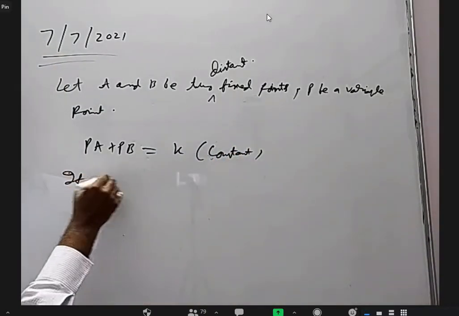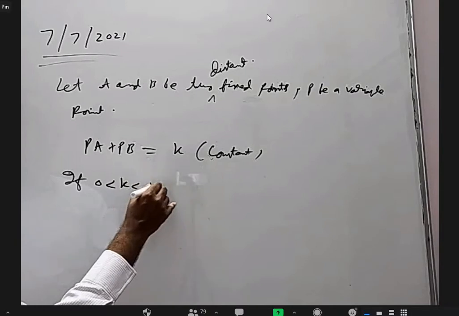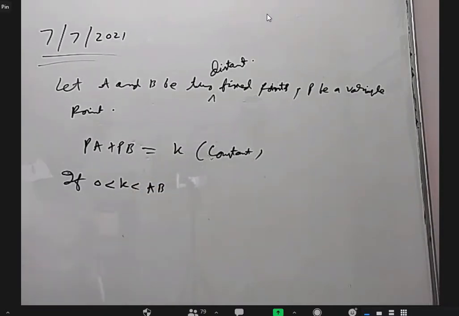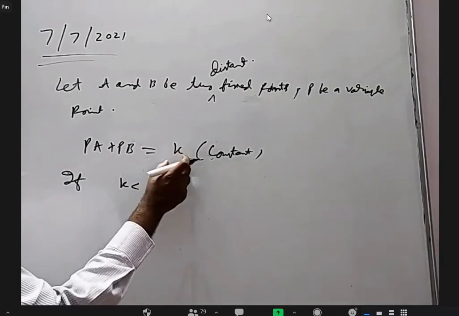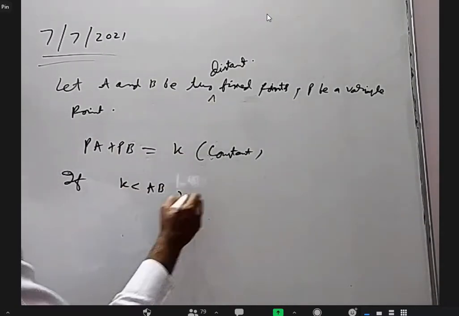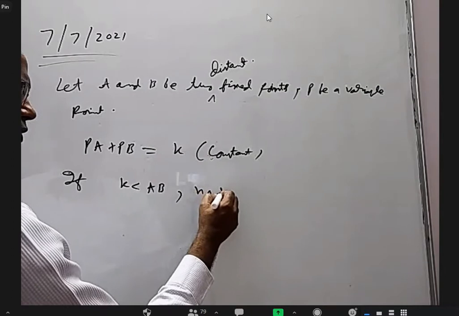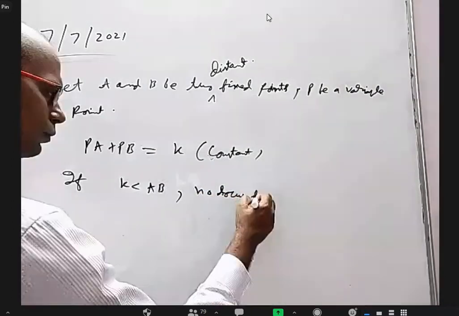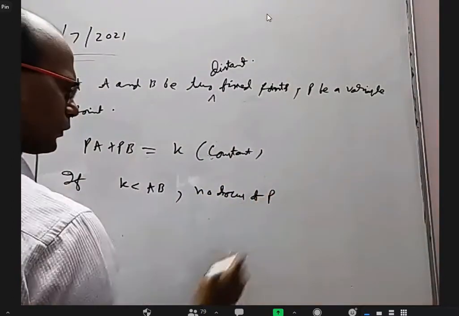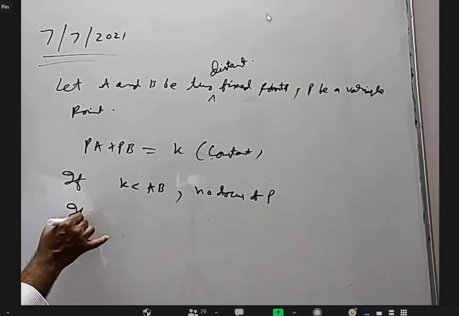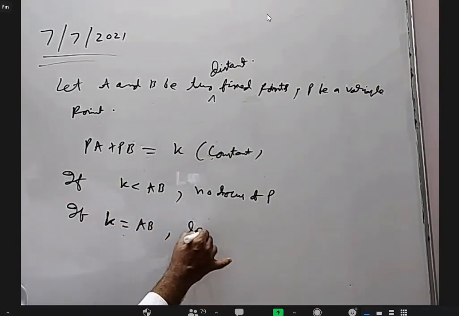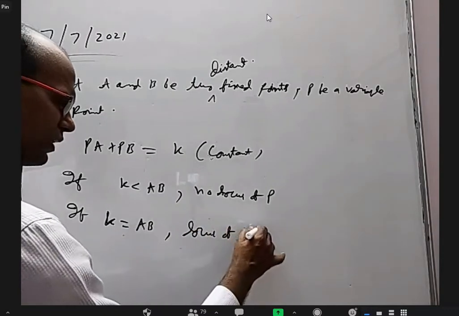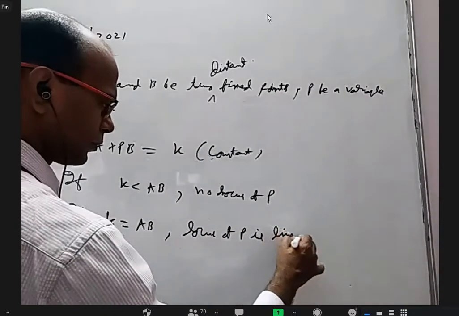If 0 less than K less than AB, or even that, you can just write K less than AB. If this K number is less than the AB distance, no locus for P. If the constant K is exactly AB, the locus of P is the line segment AB.